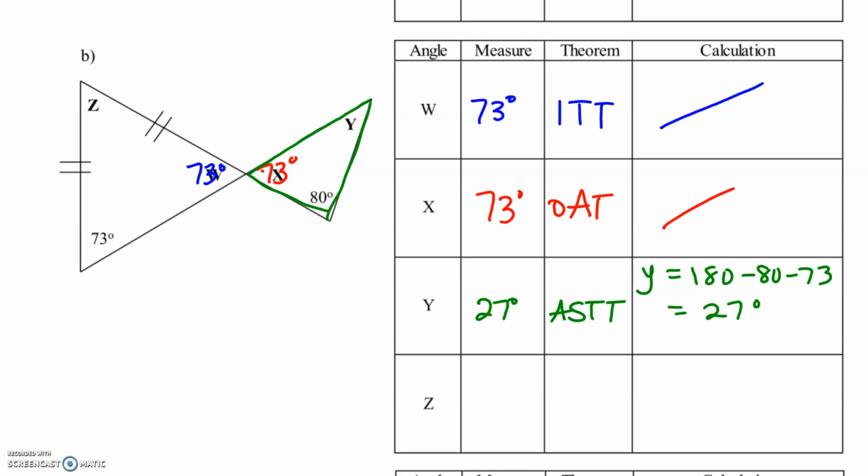And then I can find z the same way. It's inside a triangle. All the angles in a triangle add up to 180. So 180 subtract 73, subtract 73, that equals 34 degrees. So that is 34, and that's by ASTT.